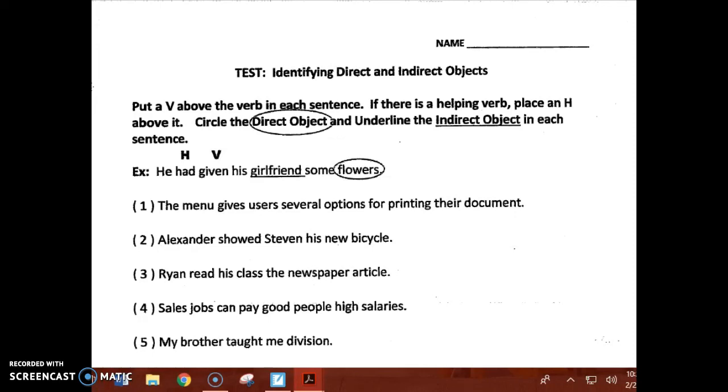Here we go. Number 1. The menu gives users several options for printing their document. Number 2. Alexander showed Stephen his new bicycle. Number 3. Ryan read his class the newspaper article. Number 4. Sales jobs can pay good people high salaries. Number 5. My brother taught me division.